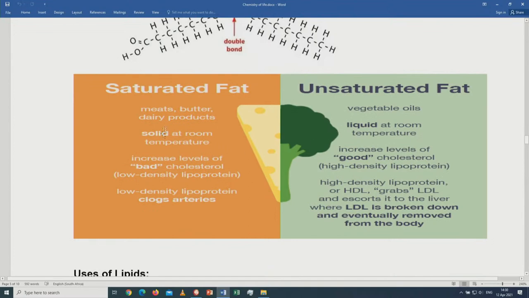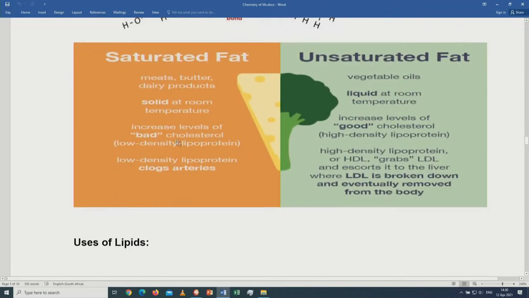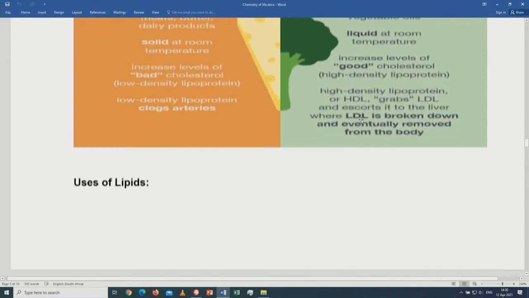Coming to the difference between saturated fats and unsaturated fats. We get saturated fats in meat, butter, and dairy products. We get unsaturated fats in vegetable oils such as olive oil or sunflower. Saturated fats are solid at room temperature, and unsaturated fats are liquid at room temperature. Saturated fats produce bad cholesterol, while unsaturated fats produce good cholesterol.